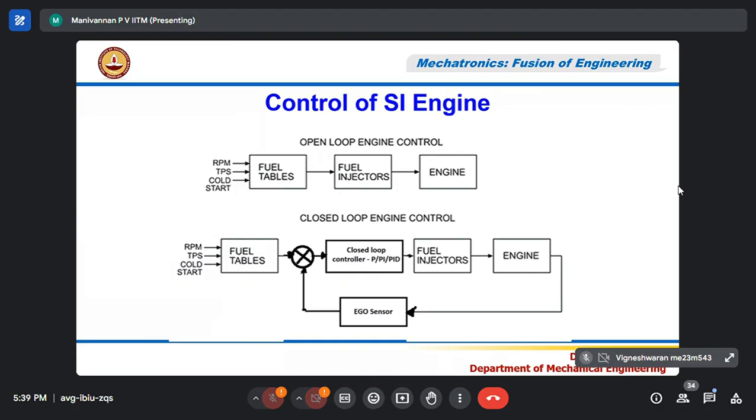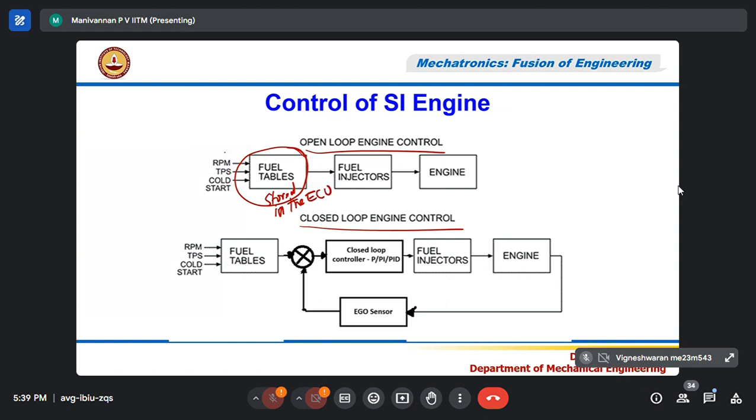Exactly. Okay, there are two types of controls for air fuel ratio. One is open loop control, the other one is closed loop control. In open loop control, you have what you call a fuel lookup table that will be stored inside your ECU. Fuel table or lookup table stored in the memory of the ECU, correct?